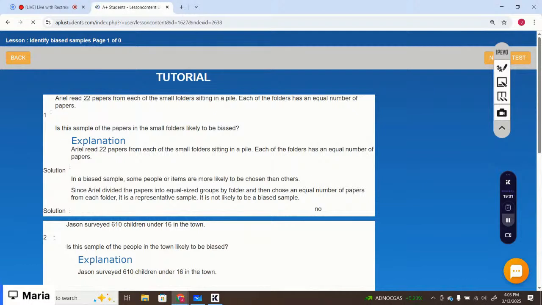Ariel read 22 papers from each of the small folders sitting in a pile. Each of the folders has an equal number of papers. Is the sample of papers in the small folders likely to be biased? So you have to see if that sample is biased.